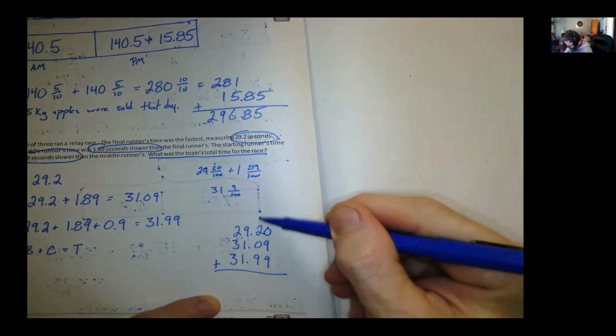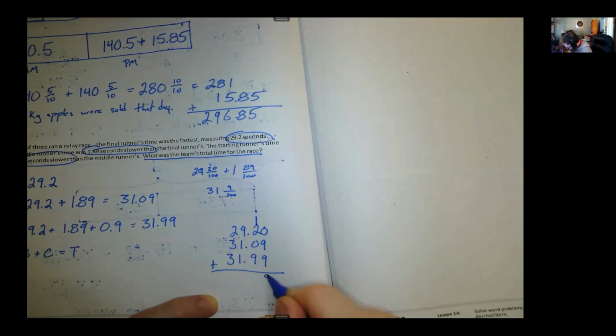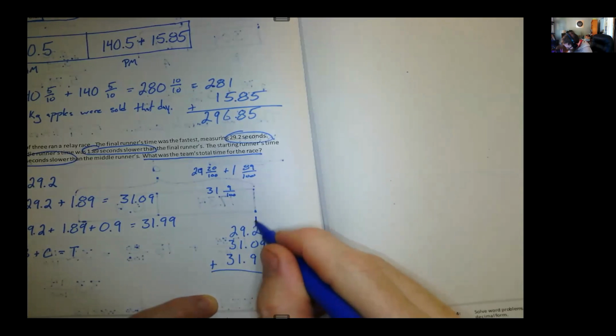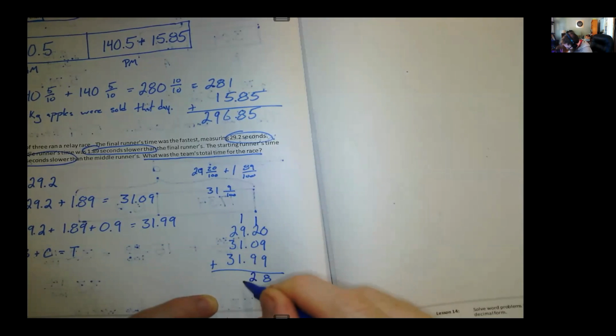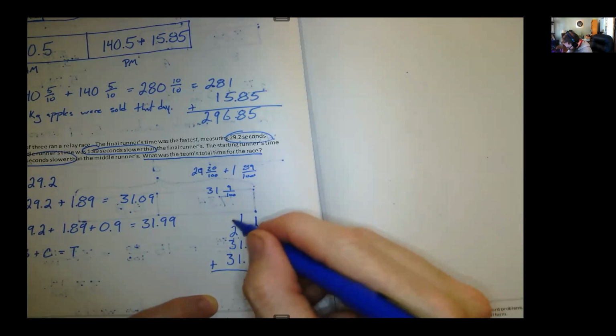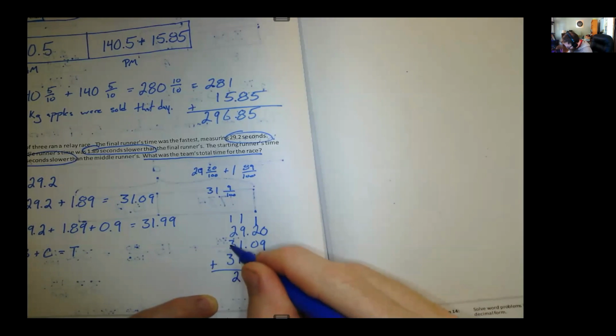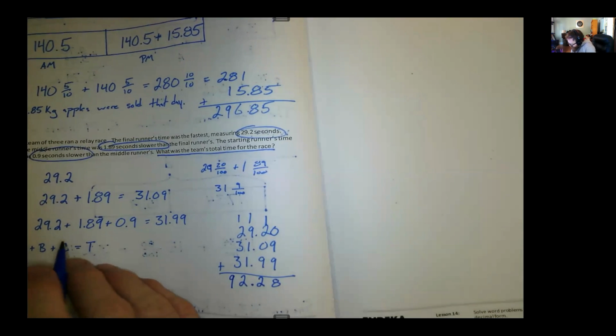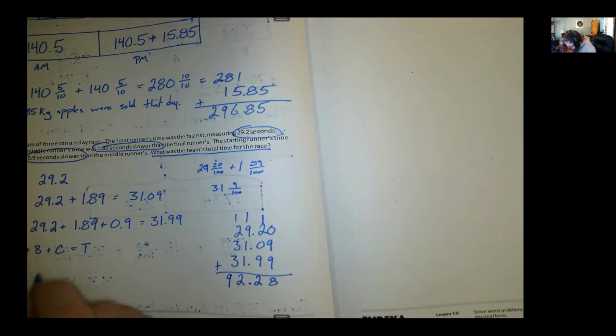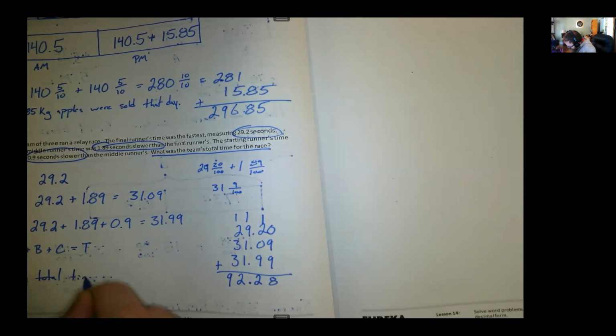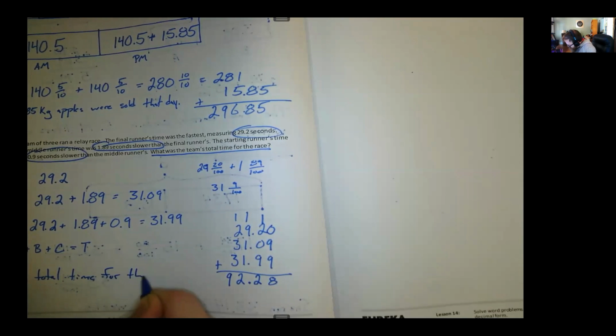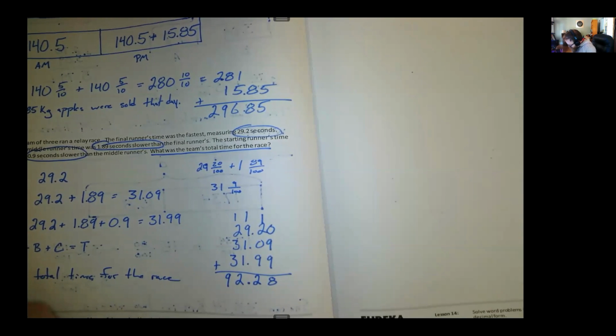9 and 9 will give us a 1 in the tenths place and an 8 in the hundredths. 9, 10, 11, 12. Don't forget your decimal. 9, 10, 11, 12. 92 and 28/100. The total time for the race was 92 and 28/100 seconds.